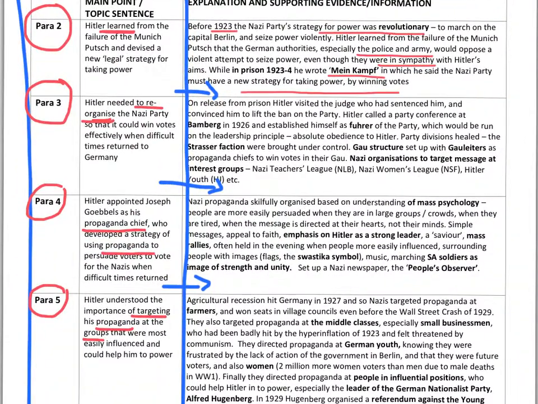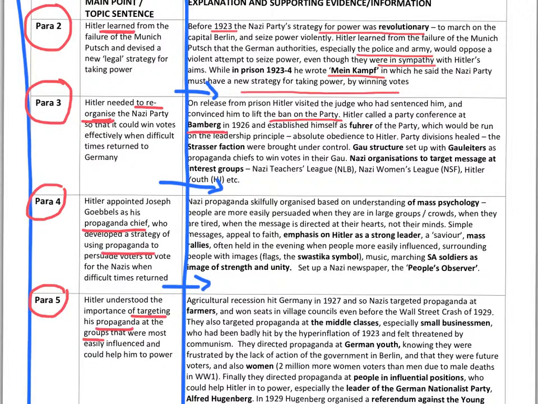Next paragraph, the reorganisation of the party. So a lot to pack into this. You can give lots of examples. The first thing is he needed to get the ban on the party lifted, which he did straight away by visiting the same judge. Mention the Bamberg conference.